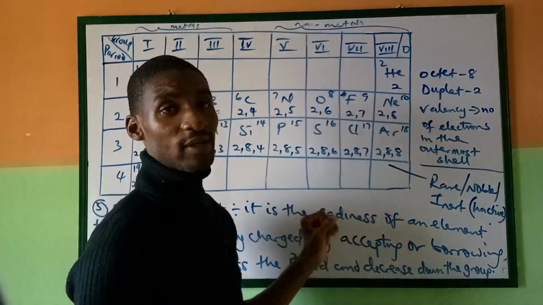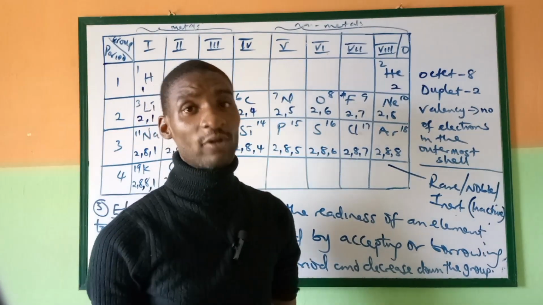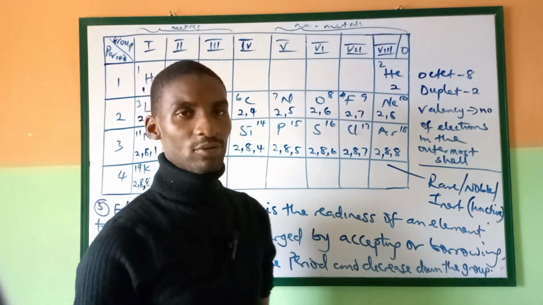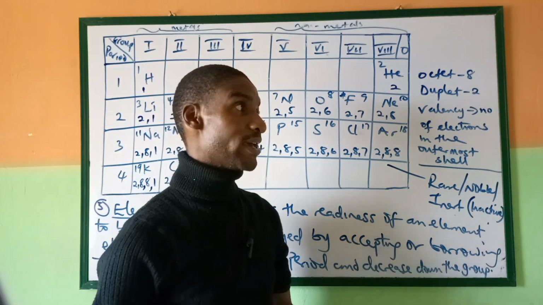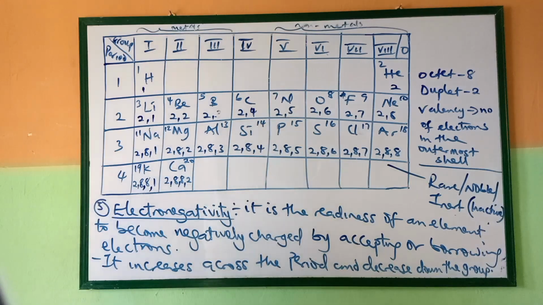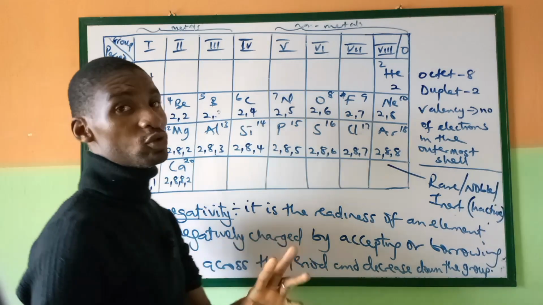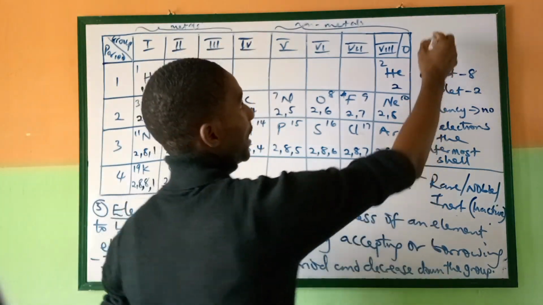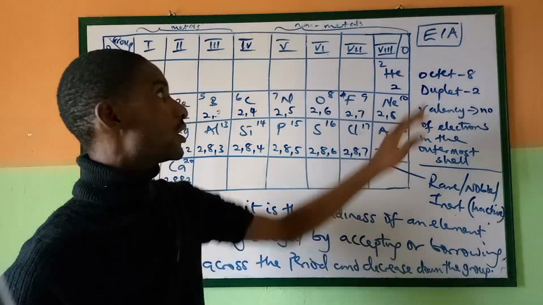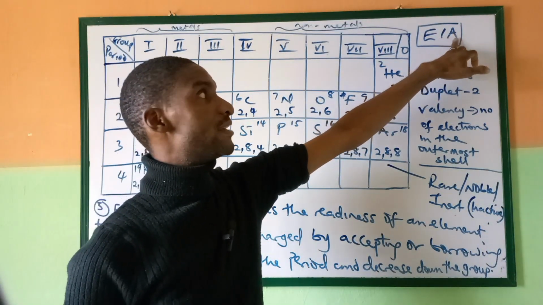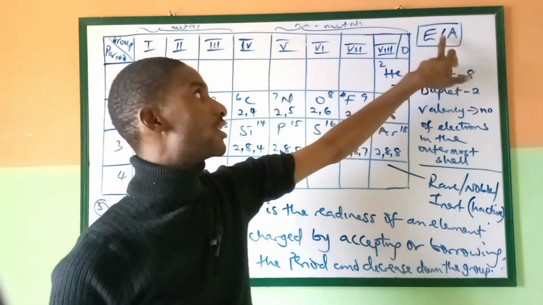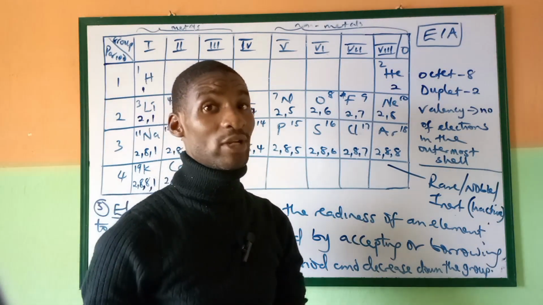On this table, fluorine is the most volatile and most reactive element, because it has the highest ionization energy. Right. So I have given an acronym for those three, and that is EIA. EIA. Same variation on the periodic table. A stands for electron affinity, I stands for ionization energy, E stands for electronegativity.